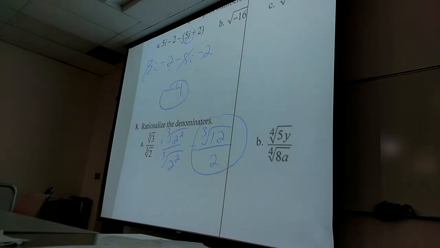What's i squared? Negative 1. What's i cubed? Negative i. And what's i to the 4th power? 1, yes. So you will have problems like i to the 71st or i to the 89th or whatever. Some of you understand the idea that when we divide, we're just taking all the extra revolutions away.